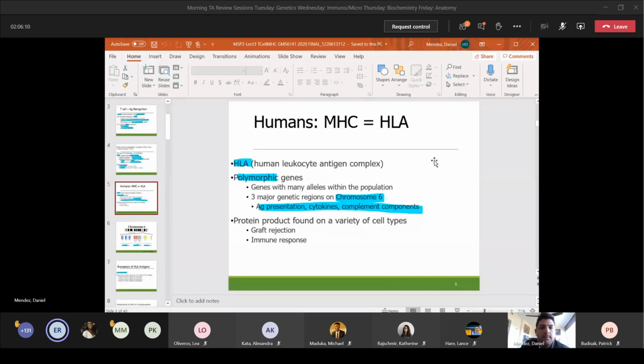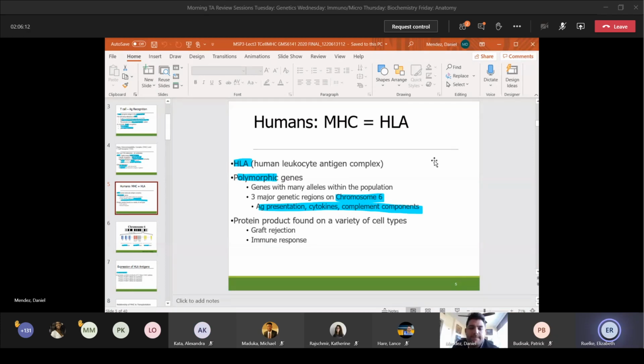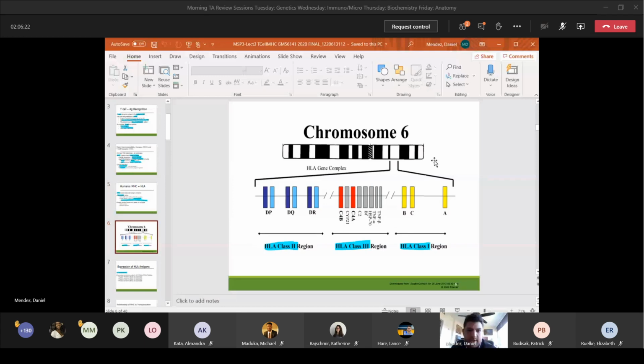When you say 6 markers, is that 2 markers for A, 2 markers for B, and 2 markers for C? Yes, 2 for A, 2 for B, and 2 for C. And that's what we're going to get to here. So we have 2 markers for A, then some for B and some for C. There are 3 different classes, but we're really only going to concentrate on HLA class 1 and class 2, also known as MHC class 1 and class 2.